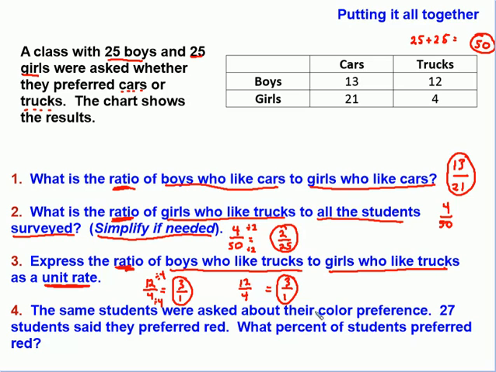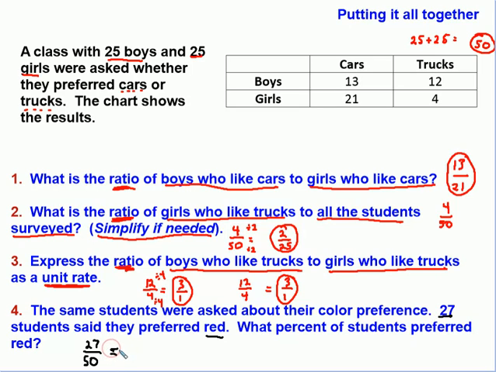The same students were asked about their color preference. 27 students said they preferred red for their car. What percent of students preferred red? So we need to start with a ratio, right? We have 27 students out of how many? Well, we have a total of 50 students. So 27 out of 50 students said they preferred red.